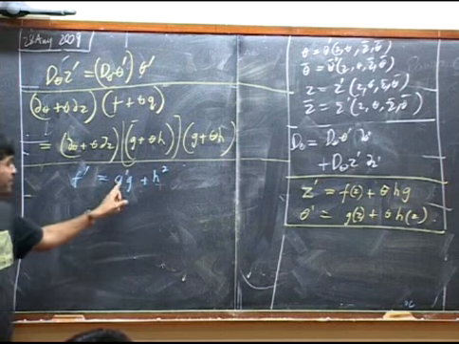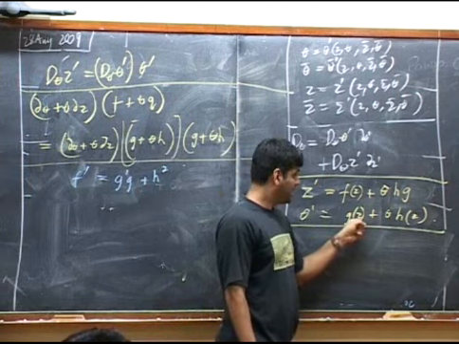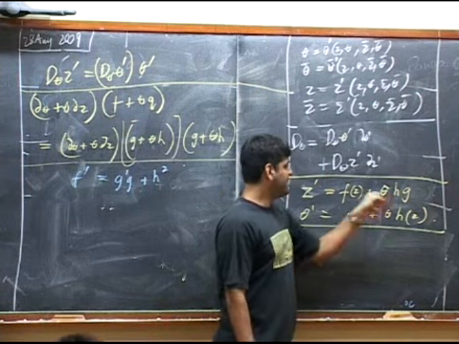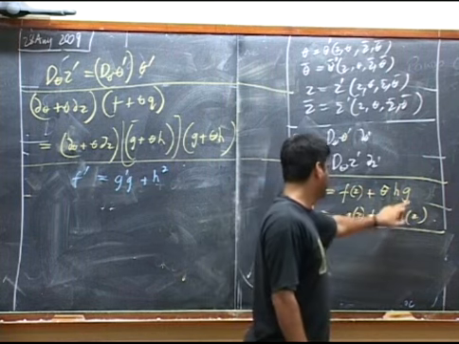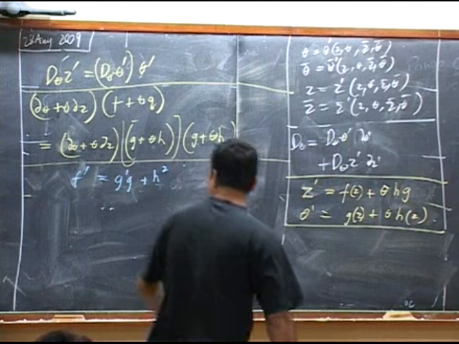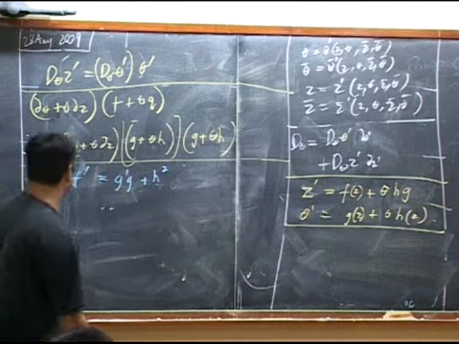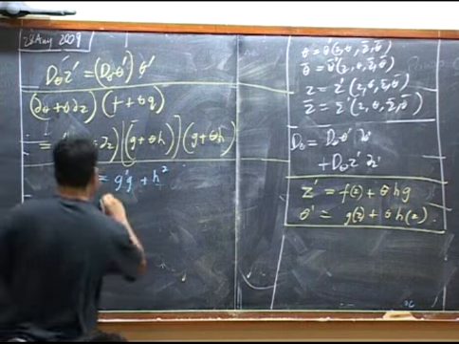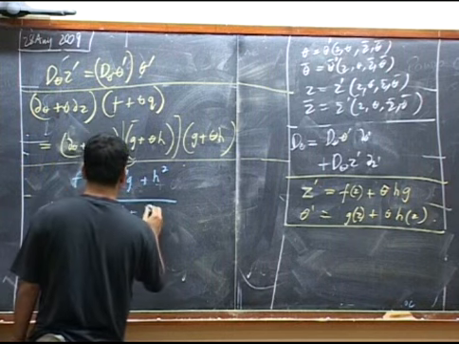Now, it's important to remember that g is anti-commutative. H and f are commutative, g is anti-commutative, and of course this is anti-commutative. So g prime g is not the same as g g prime. It's minus commutative. So we can solve this by writing h is equal to plus or minus the square root of f prime plus g g prime.